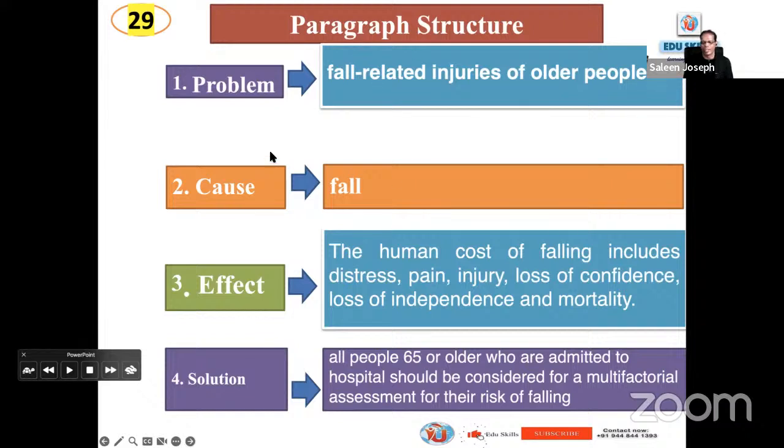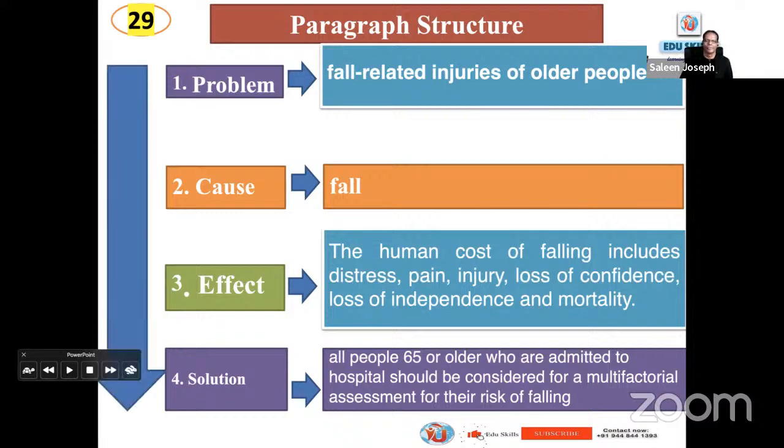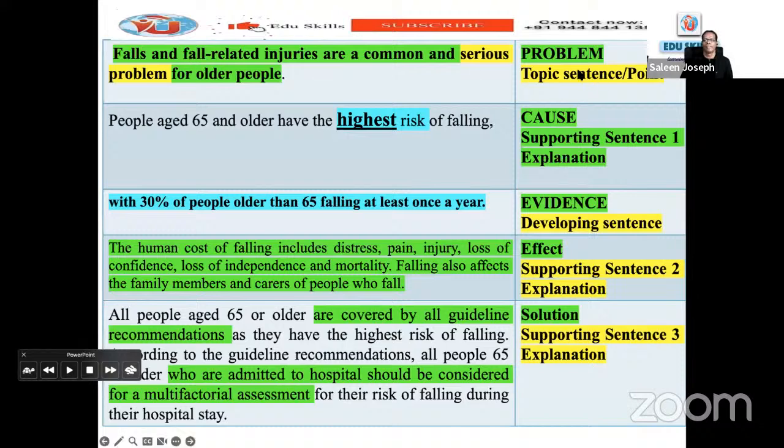Once you get competence with this paragraph structure, you can easily get into the task. What they are asking is not about the solution but about the topic sentences. We are bothered about fall-related injuries of older people, not how we can prevent them. Okay, good. This is the way we can analyze the whole thing.